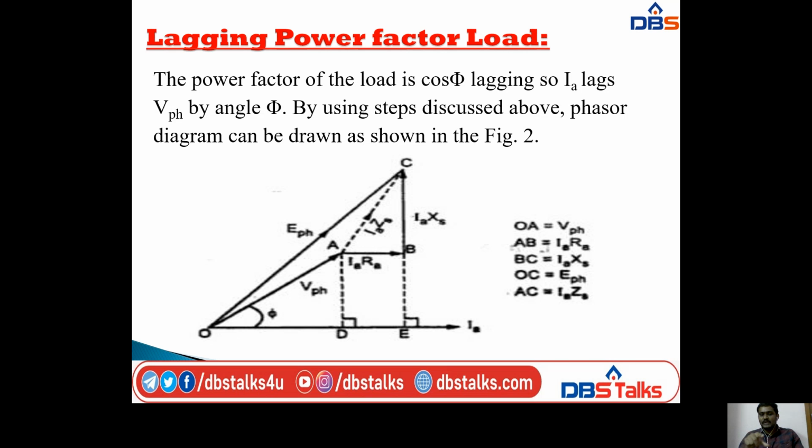From this phasor diagram, AB is equal to IARA, that is the resistive drop due to the armature resistance. BC is equal to IA XS, which is also one type of drop. OC is the E phase, and AC is the IA ZS. These are the points I am taking from this phasor diagram for the lagging power factor load.